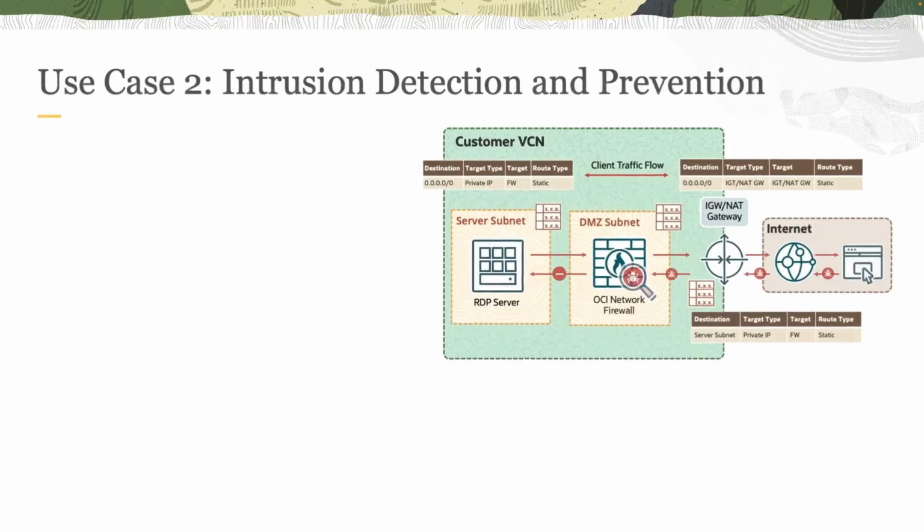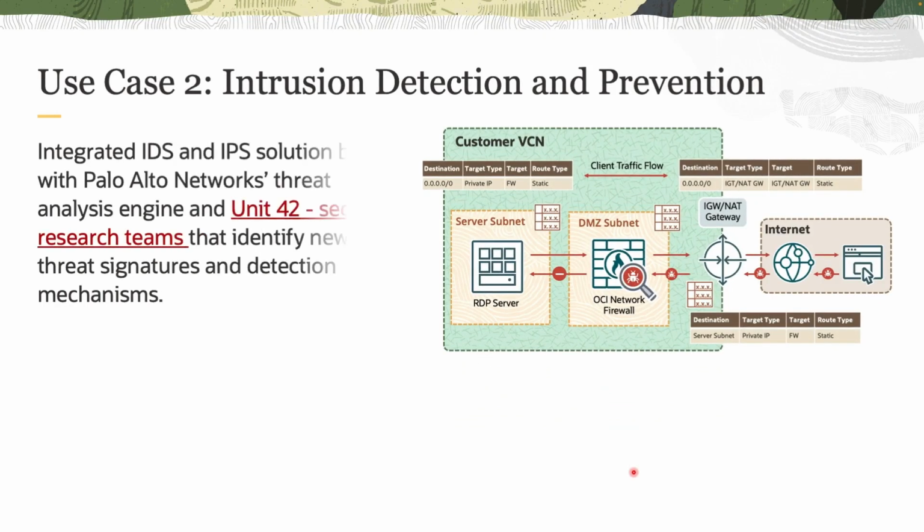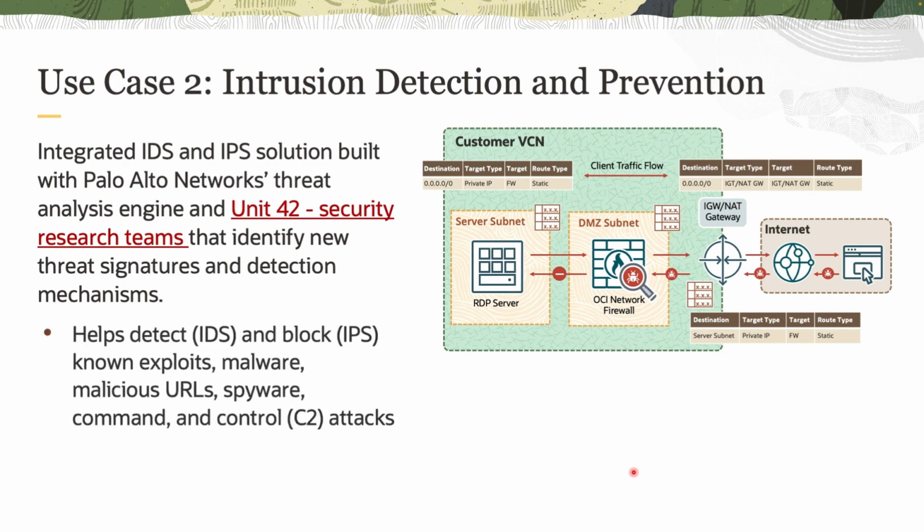Next, the network firewall also includes an intrusion detection and prevention engine, which is powered by Palo Alto's advanced threat prevention capability and supported by their world-class Unit 42 research team. This signature-based threat analysis engine identifies and prevents known exploits, malicious URL, spywares, and command and control attacks.